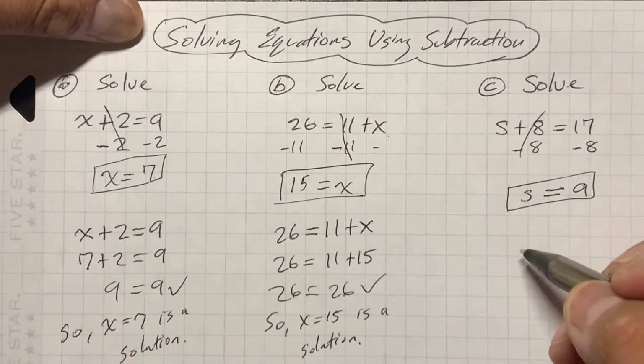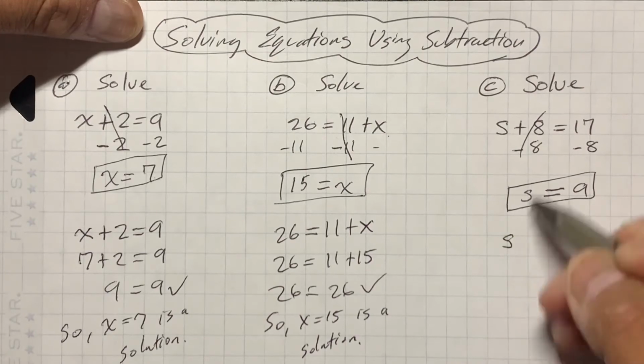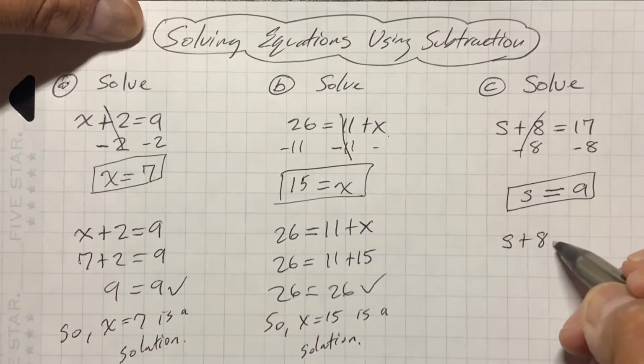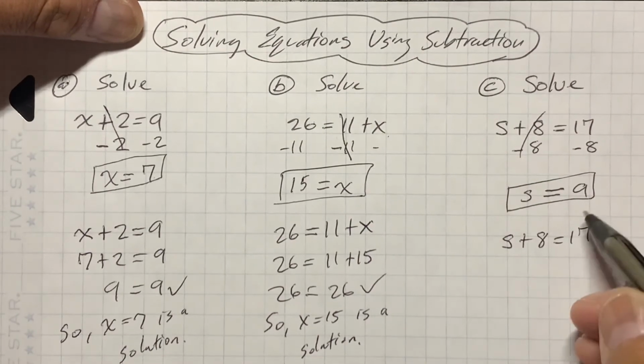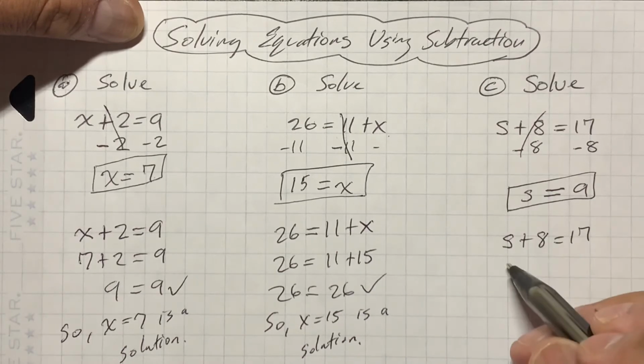Now to check this, we're going to rewrite the original equation. s plus 8 equals 17. And we're going to substitute 9 for s.